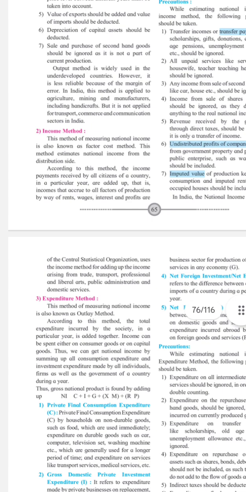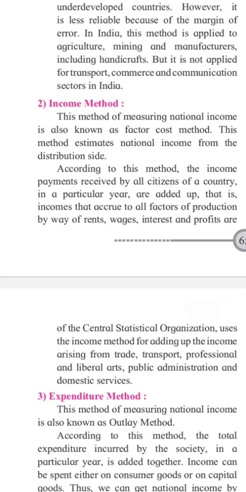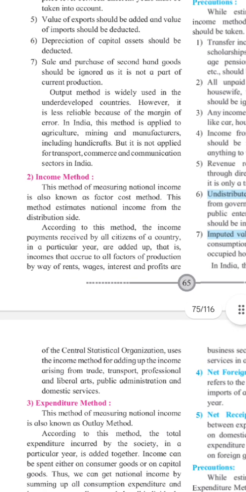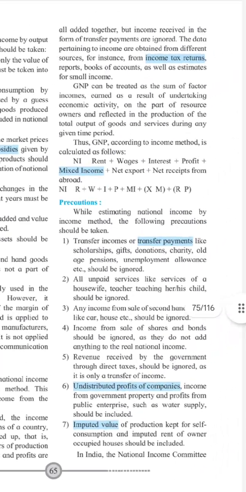Now the next method is the income method, also called the factor income method. In this method, national income is calculated by adding all incomes earned by factors of production during 1 year. These incomes are rent, wages, interest, profit, mixed income and net income from abroad. These all are included in this.